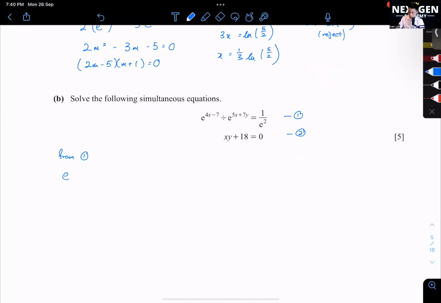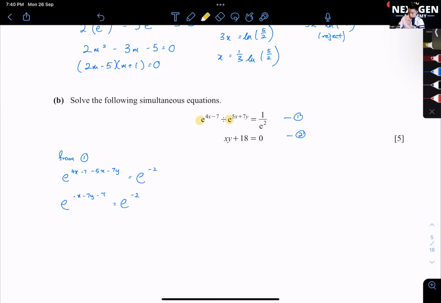Over here, e to the power of 4x minus 7, then divide, same base, right? Same base, therefore we can subtract the powers. So e to the power of 4x minus 5x minus 7y equals e to the power of negative 2. If I want to simplify the power, it will be e to the power of negative x minus 7y minus 7 equals e to the power of negative 2. So we just compare the power.